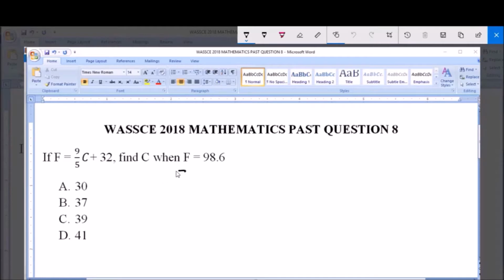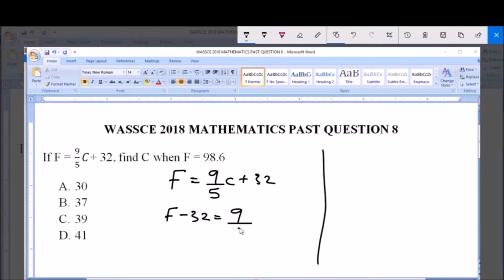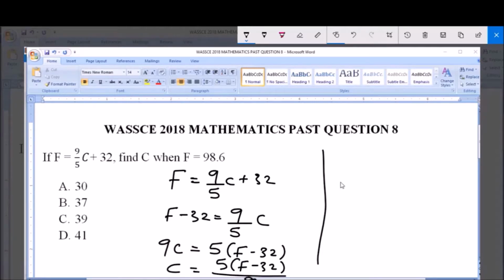Now, it is given that F is equals to 9 all over 5 C plus 32. Now, from this, we can say that F minus 32 is equals to 9 all over 5 C. Then from here we can say that 9C is equals to, when you cross multiply, 9C is equals to 5 into F minus 32. And also when you divide both sides by 9, you can now say C is equals to 5 into F minus 32 all over 9.